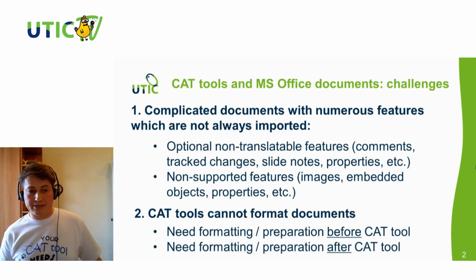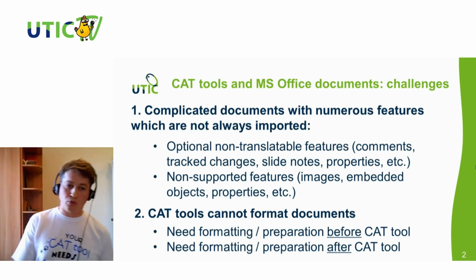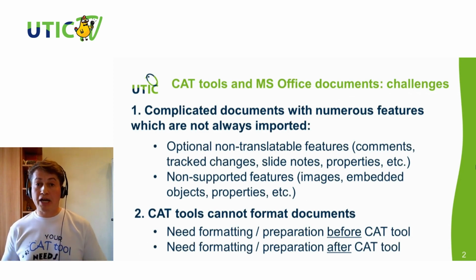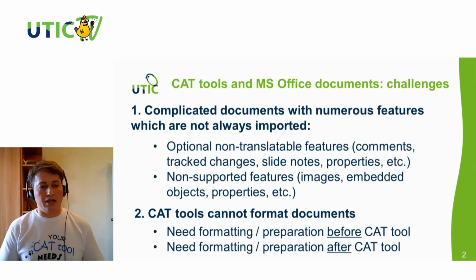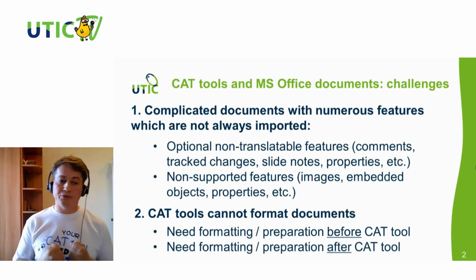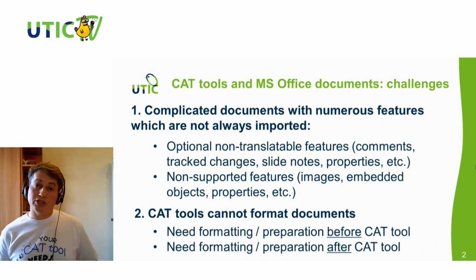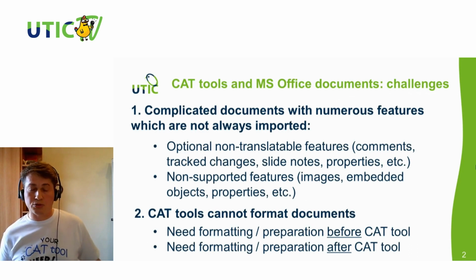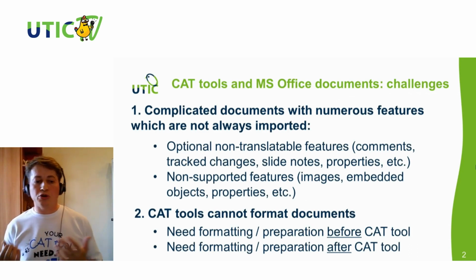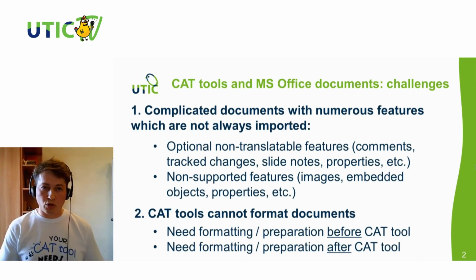This means two things. Number one, you need to format a document before it is imported. You need to clean up bad formatting, especially if the document was converted from PDF. You also need to prepare the document for translation, for example, if you want to create a dual language document. And number two, you need to format the document after exporting it from the CAT tool. For example, you need to ensure that the translated text is fully visible in tables and text boxes.